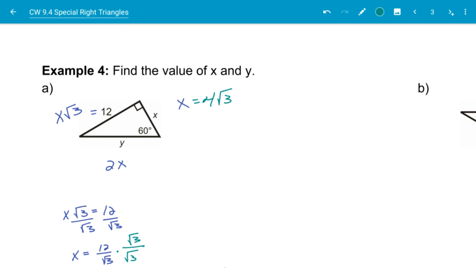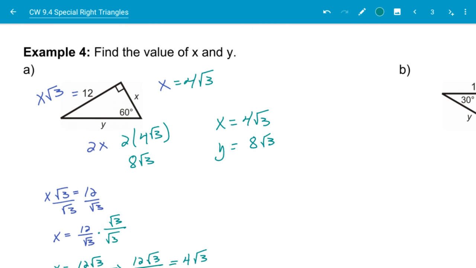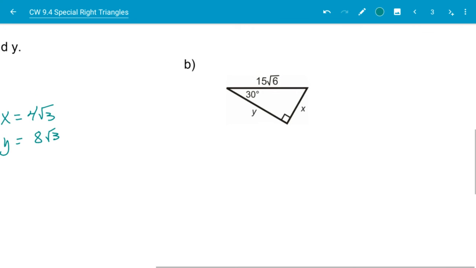And then I would have 2 times x to get this. So I'd say 2 times 4 square root of 3. So then my hypotenuse would be equal to 8 square root of 3. So then my x value is equal to 4 square root of 3. My y value is equal to 8 square root of 3. So that is A.